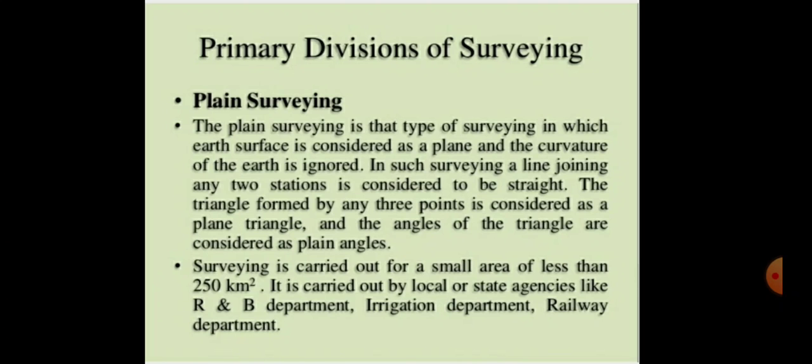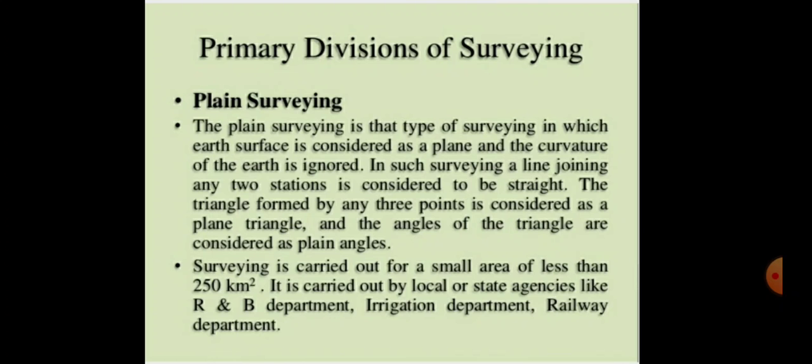The triangle formed by any three points is considered as a plane triangle, and the angles of the triangle are considered as plane angles. When you do surveying of a large area, we divide that area into small triangles. This is the basic thing about surveying, that the whole area is divided into small triangles, and the triangle is considered as a plane triangle, and the angles of the triangle are considered as plane angles.